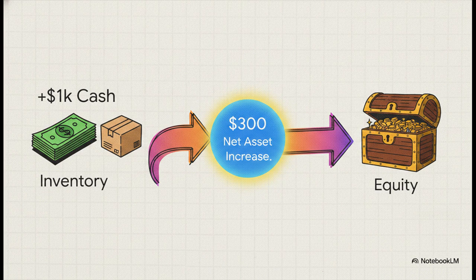First, making that sale increases your cash by $1,000. Great, but at the same exact time, you have to actually hand over the goods to the customer, which reduces your inventory asset by $700. So the net effect on the asset side is an overall increase of $300. But wait, what balances the other side? Well, that $300 difference is your profit, and that profit flows straight through your retained earnings, right into equity. Boom, the equation is perfectly balanced.